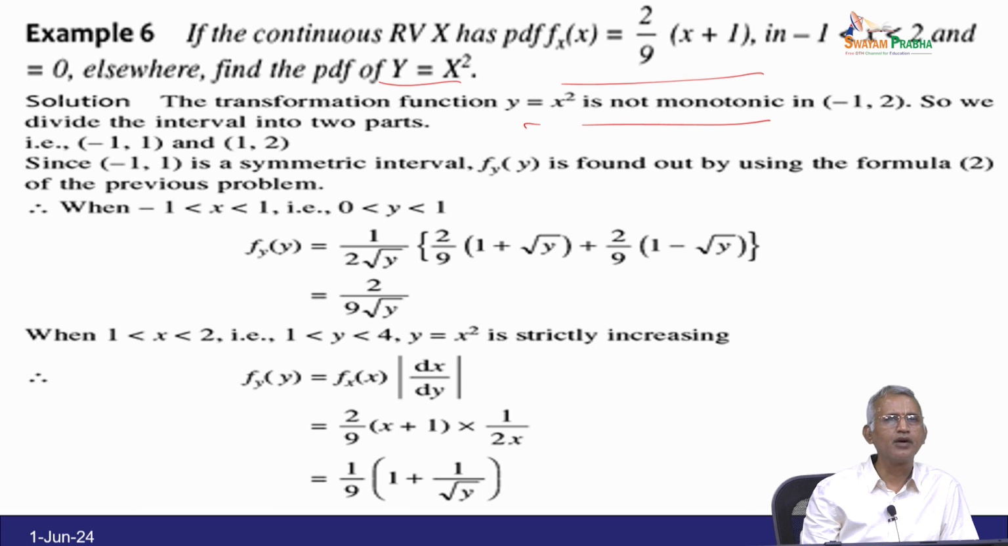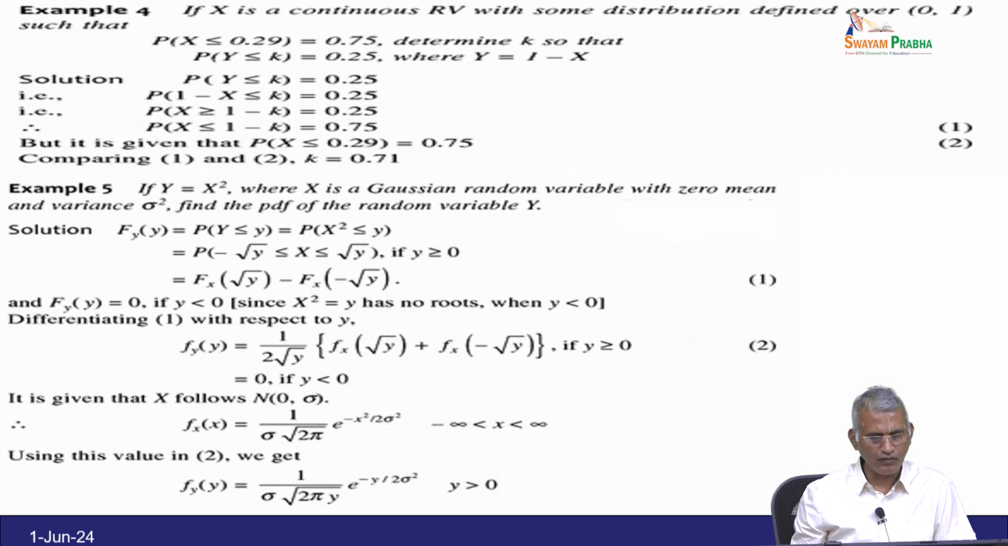Since minus 1 comma 1 is a symmetrical interval, therefore, f y of y is found out by using the formula of the previous one, and x lies between minus 1 to 1, y lies between 0 to 1. So, the previous formula of f y of y is given here.